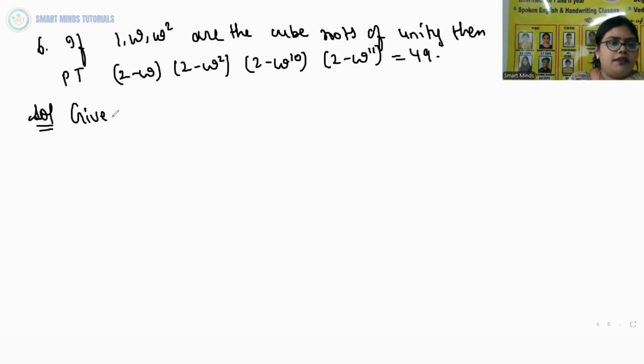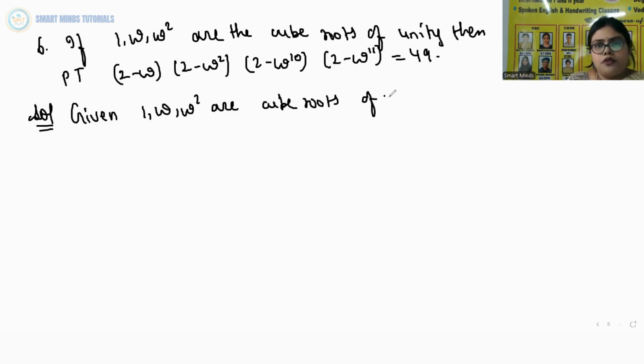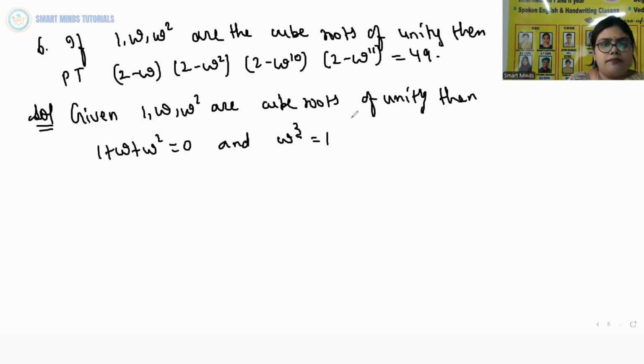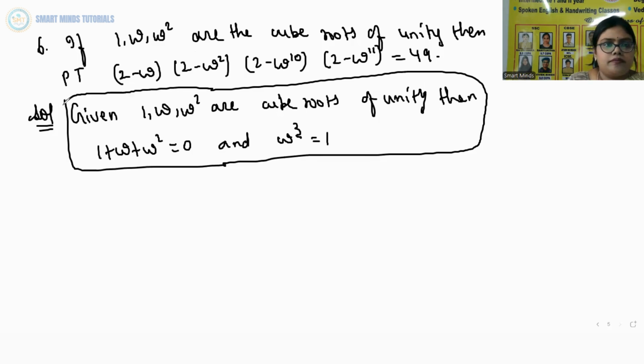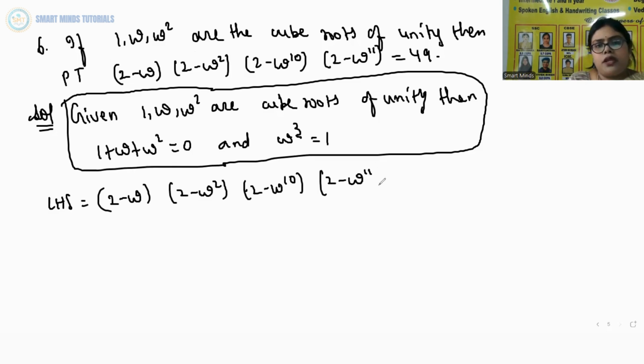So again we need to write the same way. Given 1, omega, omega square are cube roots of unity, then 1 plus omega square is 0 and omega cube is 1. Now we take LHS. LHS is 2 minus omega into 2 minus omega square into 2 minus omega power 10 into 2 minus omega power 11.